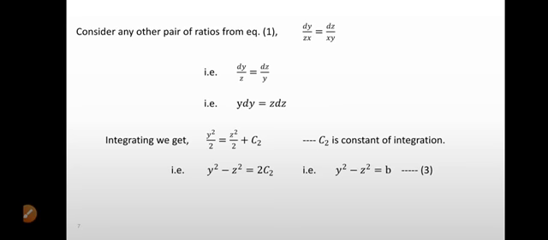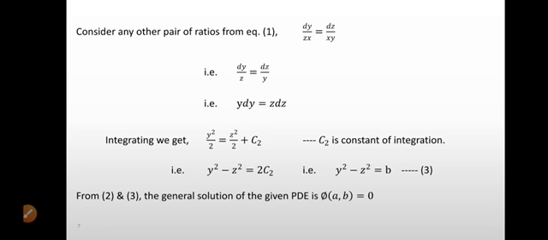Now we can write the general solution of the PDE as phi of A, B equal to 0, that is phi of x square minus y square, y square minus z square equal to 0. So this is also a very simple example. Now we will see a different kind of example.